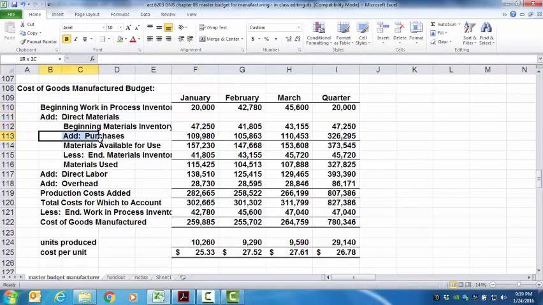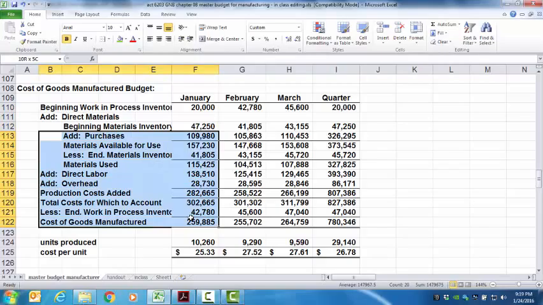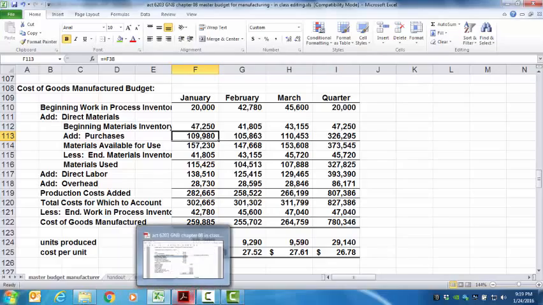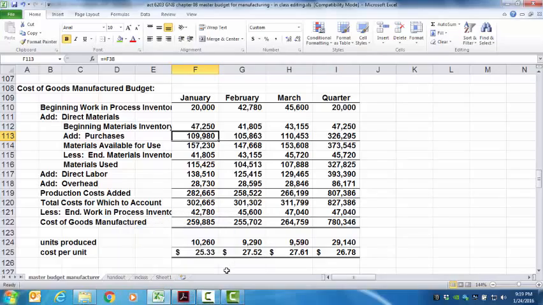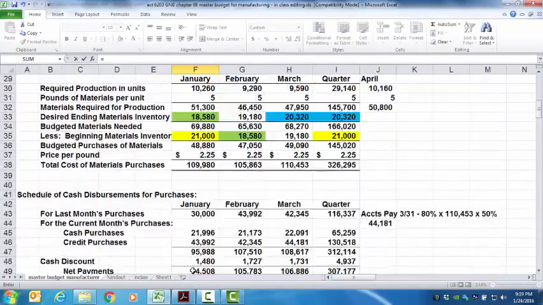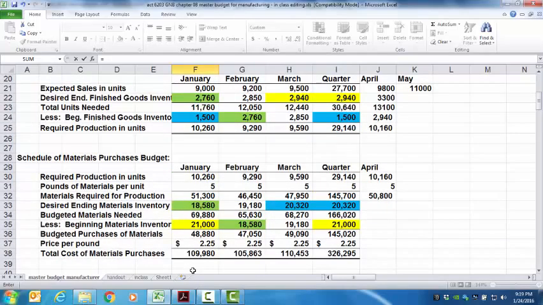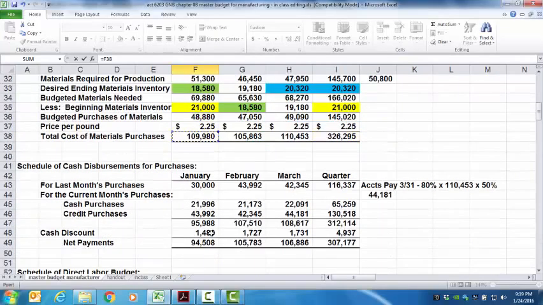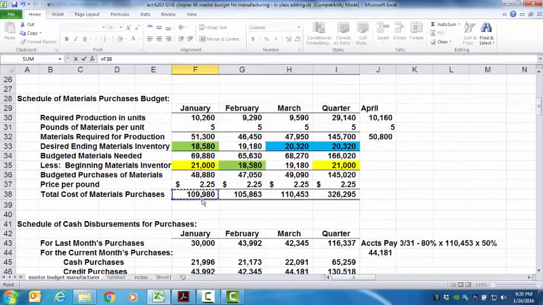Now from here on down, we're going to refer and do our calculations. So the next thing we want is purchases. And we are looking at what we bought. Not how we paid for it, but what we bought. So I'm going to go back to the purchases budget. And on that purchases budget, we said that we're going to buy almost $110,000. Now please note, I'm not referring to how we paid for it. I'm looking at what we are planning on buying.